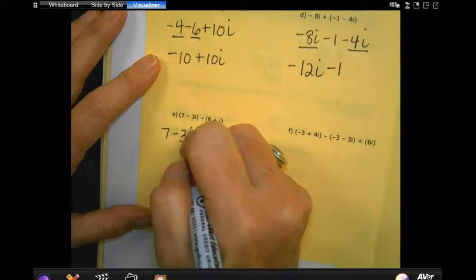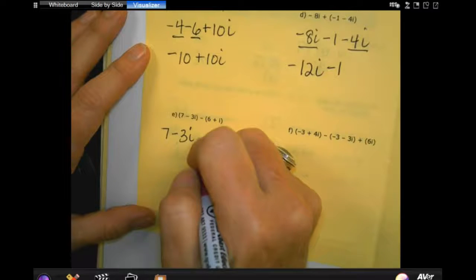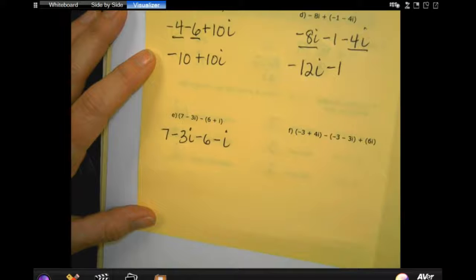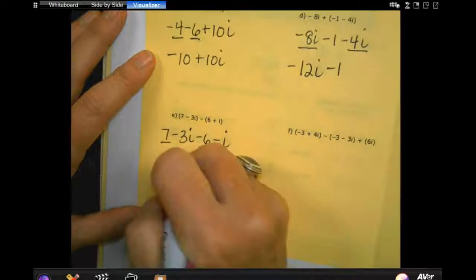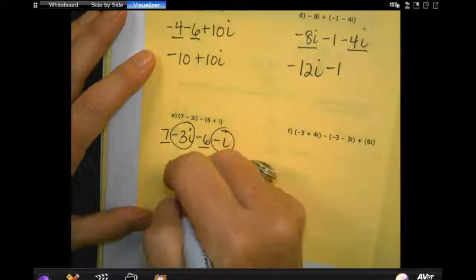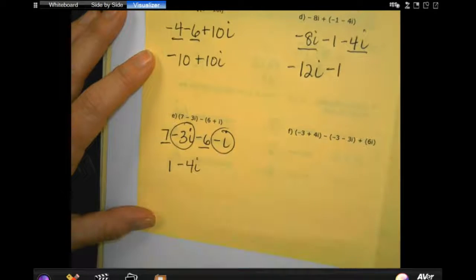So this time I have a negative 1. So I'm going to get minus 6 minus i. And then I'm going to combine like terms. 7 minus 6 gives me 1. And 3i minus i gives me negative 4i.